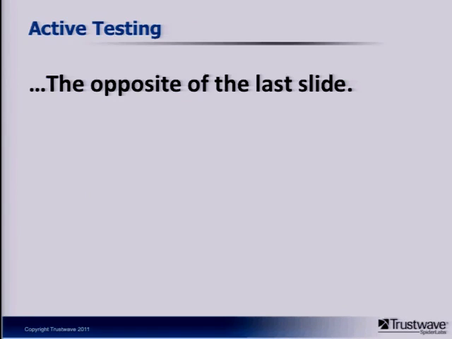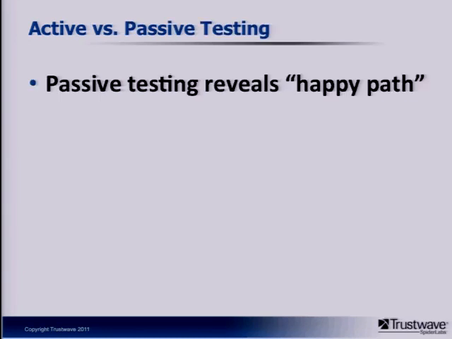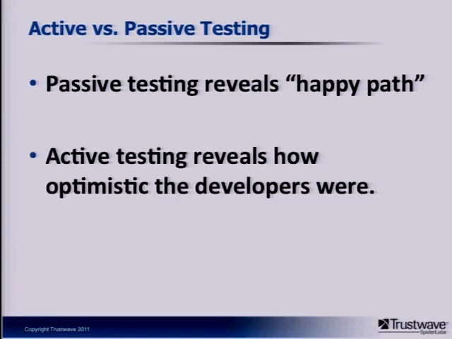Active testing is the opposite of that. That means you're going to go in there and play around with it, touch it and fondle it and find out what it's actually doing. Passive testing reveals what I call a happy path, right? What the developer expected me to do inside of it. And then active testing is more of an optimism test, trying to see how optimistic they were and how much they enforce you actually following that happy path, because oftentimes that's not necessary.